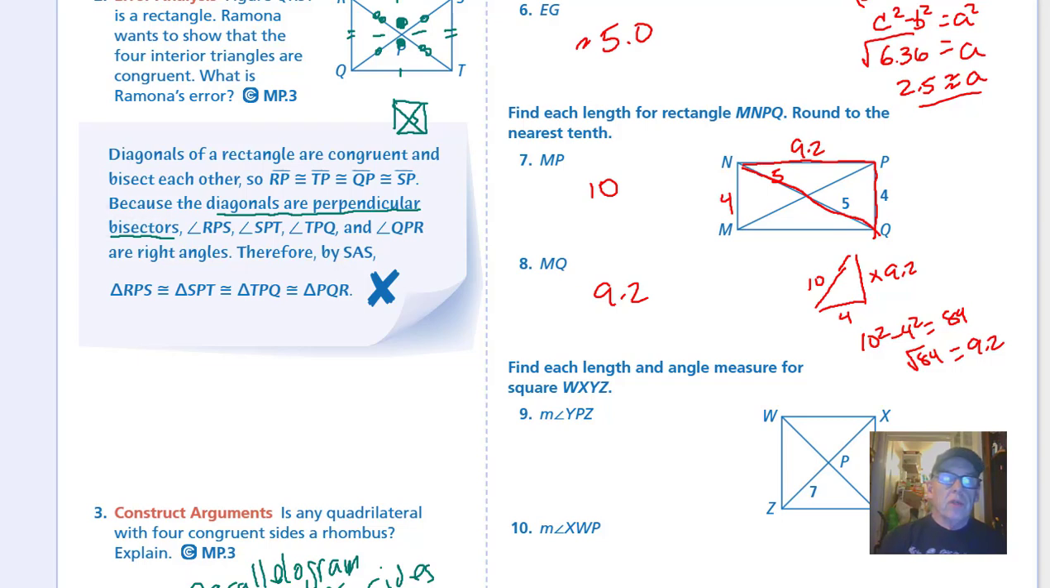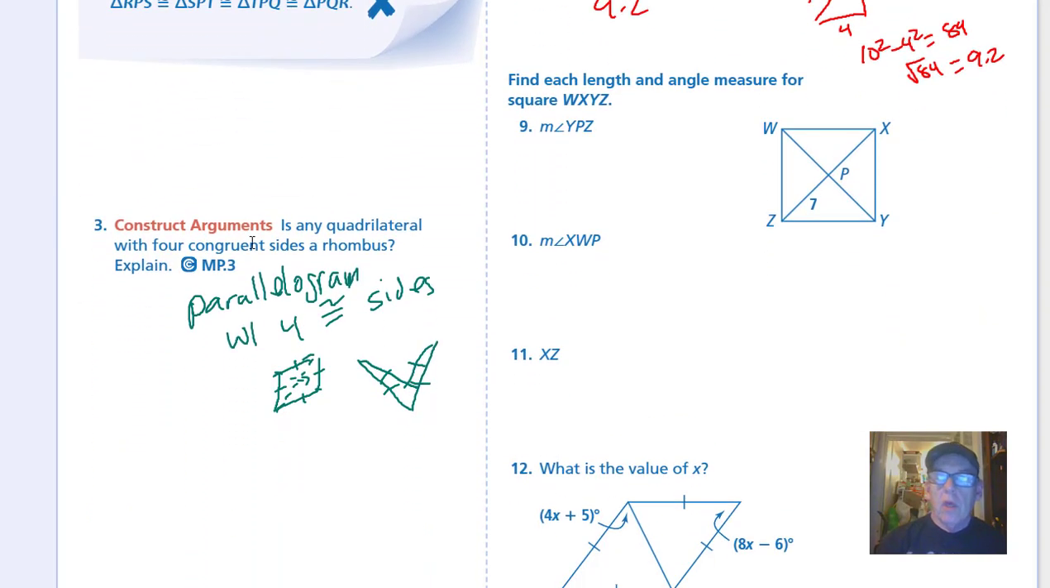Okay, let's look at number 9. Find length and angle measures for the square. Okay, now here we have a square. All sides are congruent. The diagonals bisect each other and are congruent. So those are all 7s. And let's see, XZ. So XZ is going to be twice the 7, which is 14.